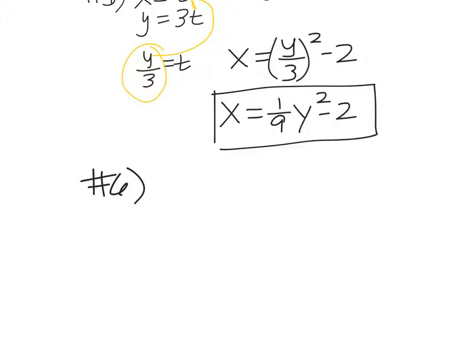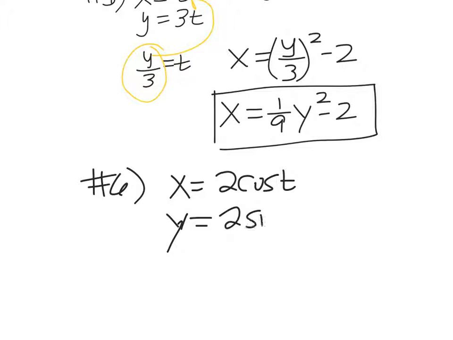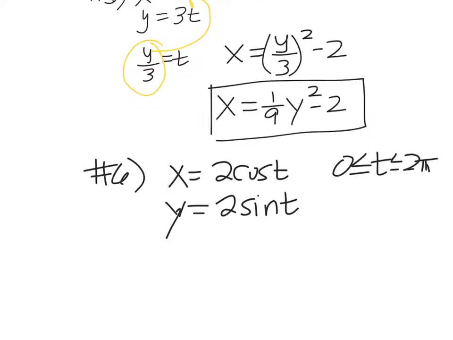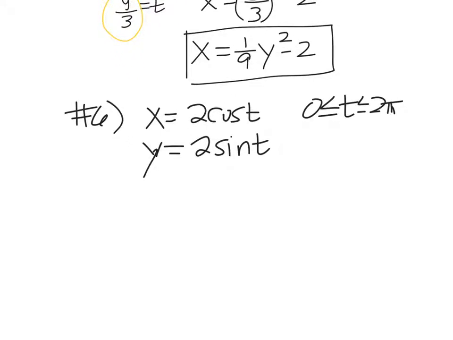Okay, let's do this one. Say you have x equals 2 cosine t and y equals 2 sine t, and they tell me that t is from 0 to 2 pi. That really doesn't matter much. And I want to eliminate the parameter. Now you look at this and you're like, are you kidding me? We're going to have to do cosine inverse of both sides? No, you don't. Let me show you what you're going to do. You're going to solve for cosine in the first one and solve for sine in the second one.